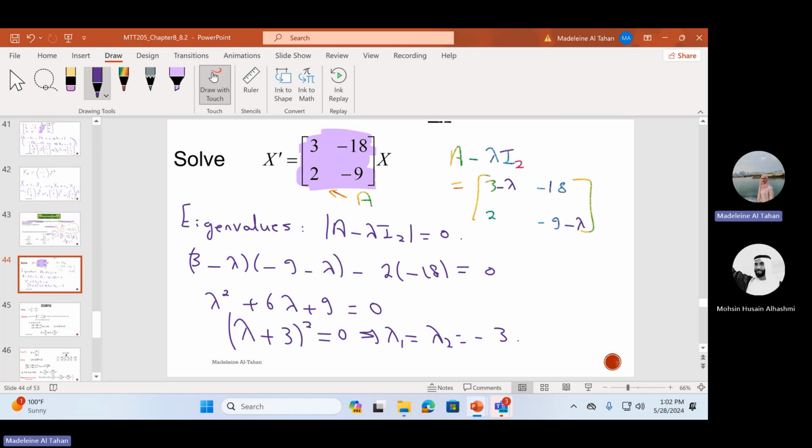So at this moment, can we decide which subcase? We know that we are in case 2, but can we decide whether we are in subcase 1 or subcase 2? How do we decide whether we need to find the next step? Okay. So we are done with the eigenvalues. It is a repeated case.